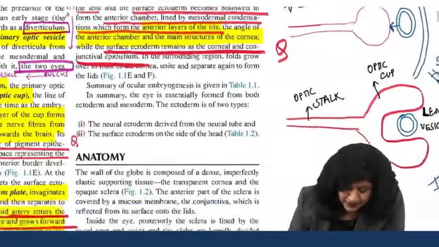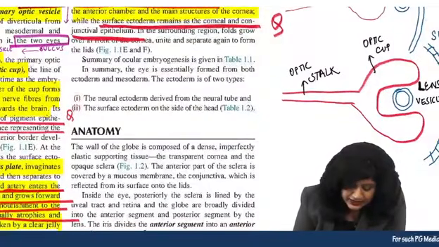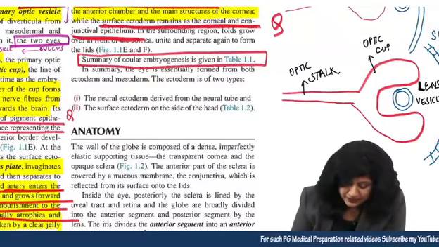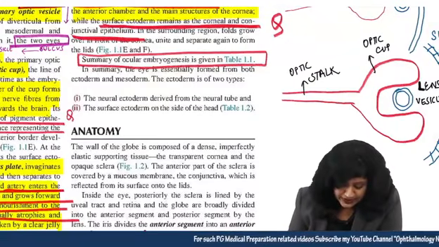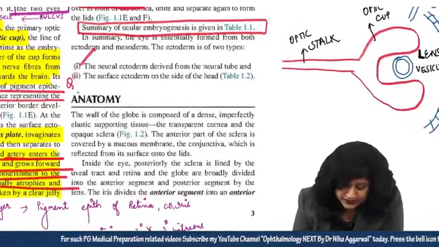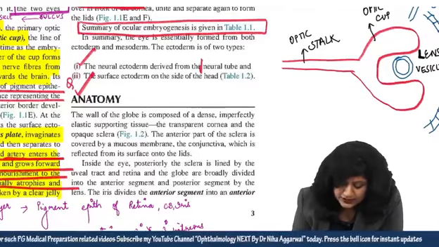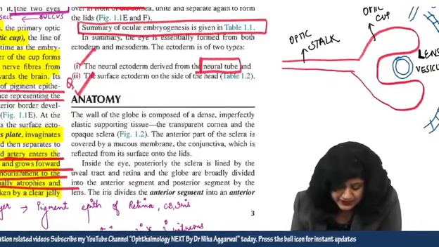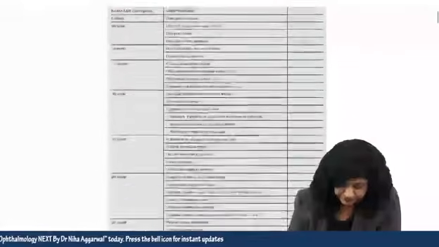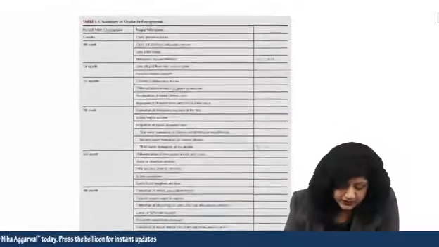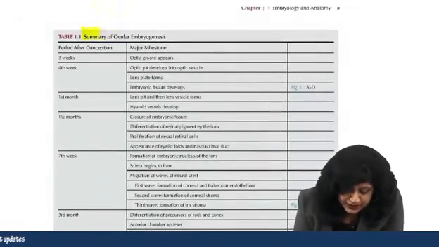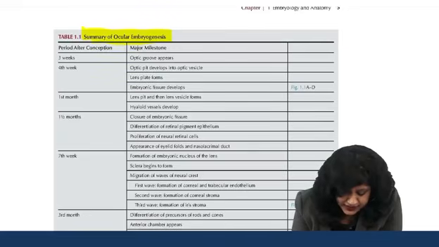Now if you see, they have given you the summary of the ocular embryogenesis in the table. We'll try to see that table also. And they are saying that ectoderm is of two types. One is the neuroectoderm, one is the surface ectoderm. Neuroectoderm is coming from the neural tube that we have already discussed, while the surface ectoderm is coming on the side of the head. Now in table 1.1, they have given you the whole summary of the ocular embryogenesis.